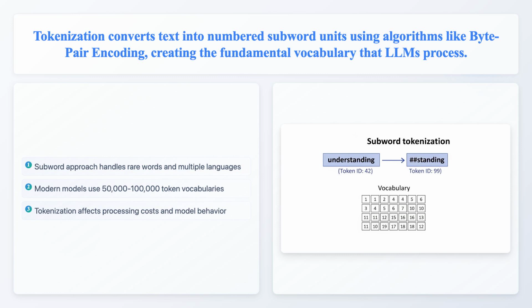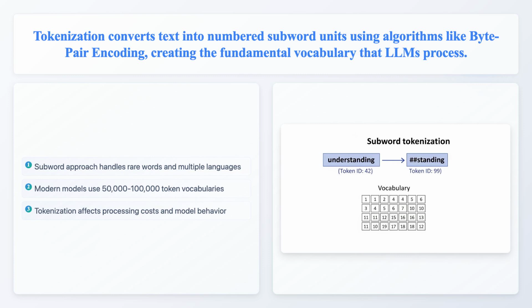The sentence, "Data scientists analyze patterns," might become tokens 1534, 89, 2847, 9432. Each number corresponds to a subword in the model's vocabulary. GPT-4 has a vocabulary of roughly 100,000 tokens, while earlier models used 50,000. The tokenizer learns these splits during training by finding the most frequent character combinations.